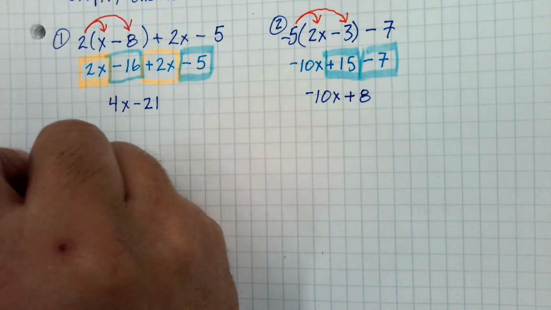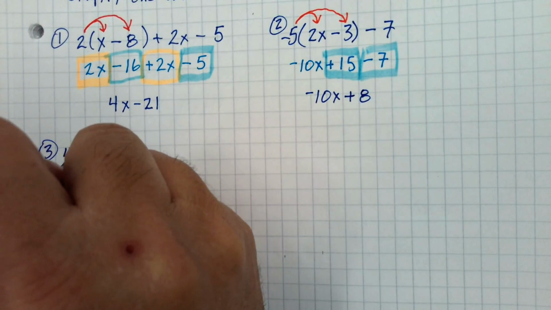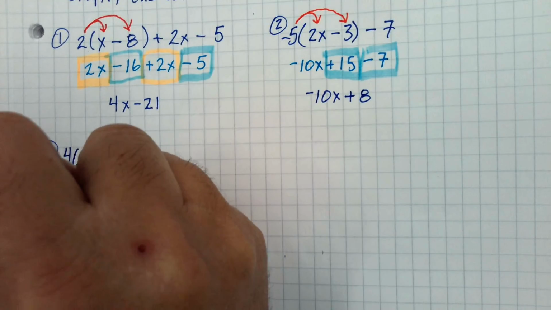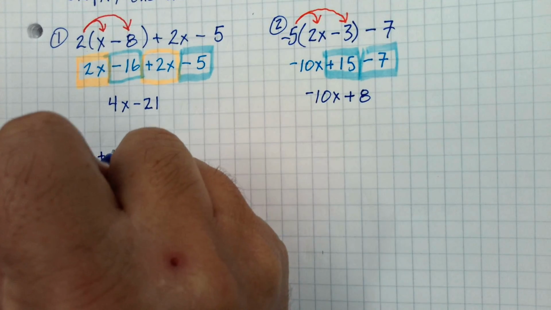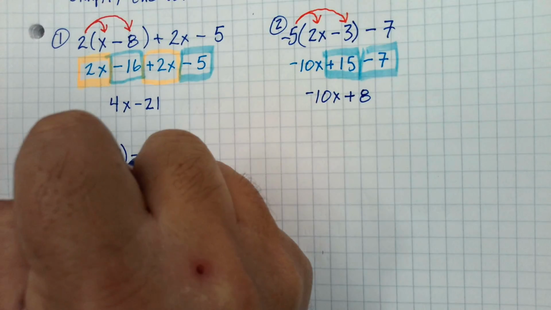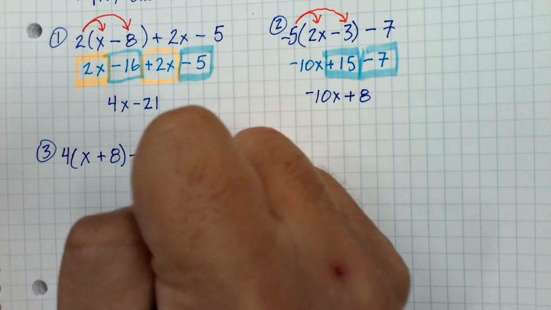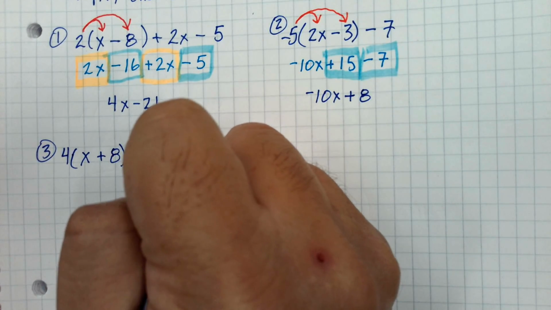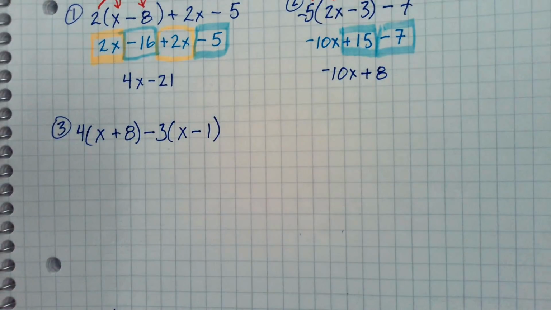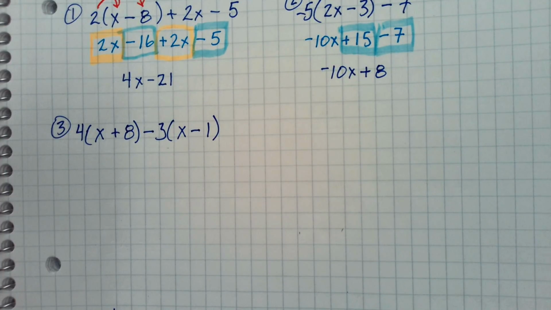How about number 3, I guess we'll call this. 4 parentheses, x plus 8 minus 3 parentheses, x minus 1. You got 2 parentheses here, guys. So write that down. Jasmine, you write this down? Okay, write it down. Now, what are we going to do?